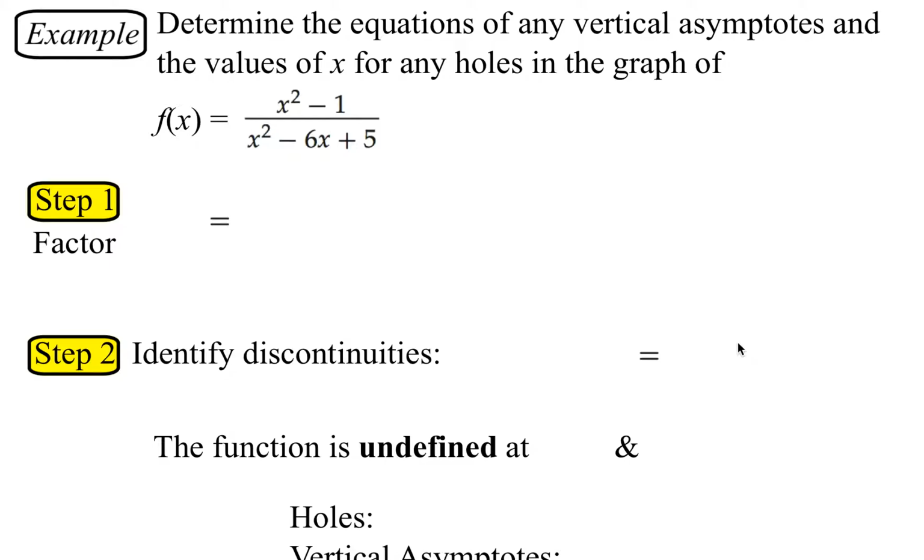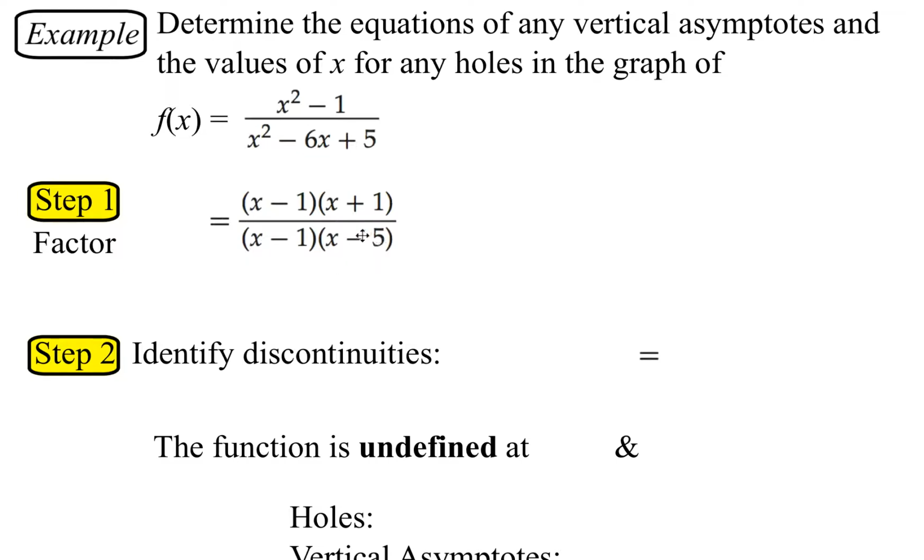So here's an example. Determine the equations of vertical asymptotes and values of any holes for this graph. So the first thing you always want to do is factor both your numerator and denominator. So when I do that, the numerator is a difference of 2 squares. The denominator, I want factors of 5 that add to 6. So 5 and 1, the signs are the same, they're both minus. And we can see that we share a common factor of x minus 1. So that's going to be a point of discontinuity. That's going to be a hole in the graph, anything that simplifies there.